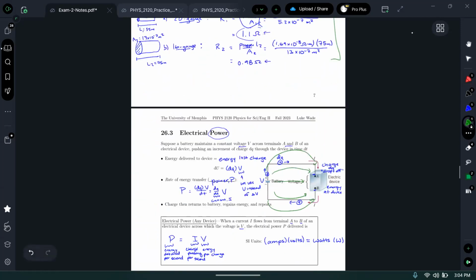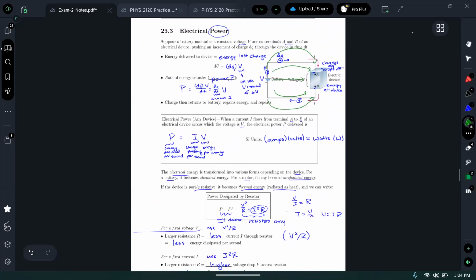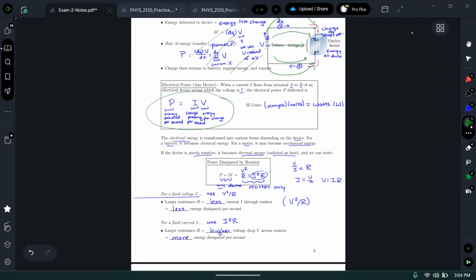And power, I mean, you don't have to worry so much about how we get to this formula, but what it is in general is power is current times voltage. And what it is specifically for resistors is you can substitute in V equals IR into that P equals IV formula and get these other two.